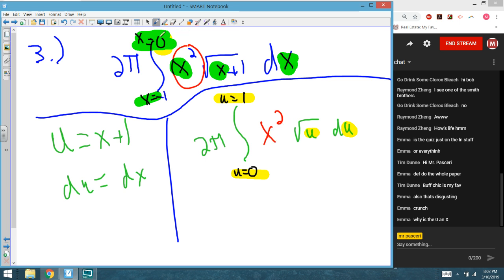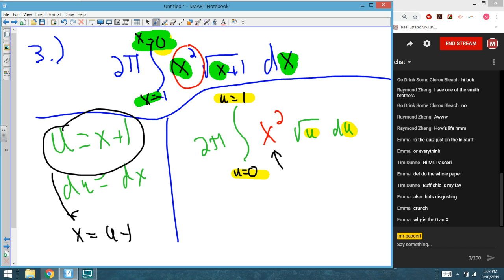The only way I know how to handle that in this situation, maybe not the smartest way to do it, is to get x from this. So I get x equals u minus 1. So if x equals u minus 1, then this should be replaced with u minus 1, and you can square it if you want. So we can just say this whole thing is replaced with u minus 1 squared.